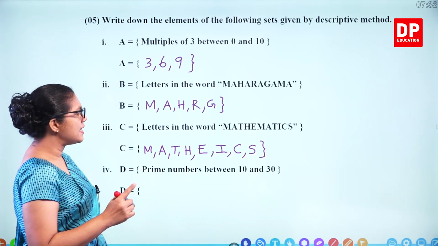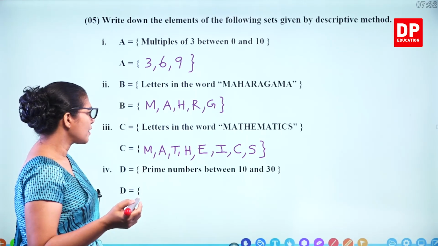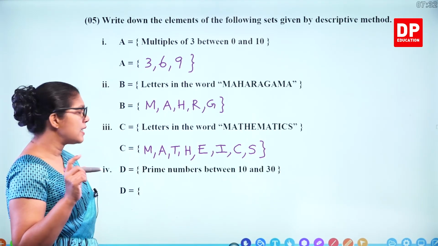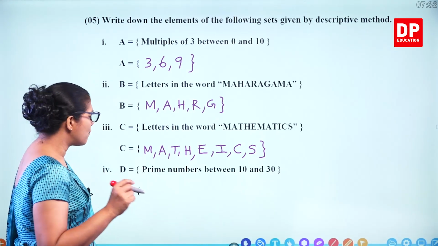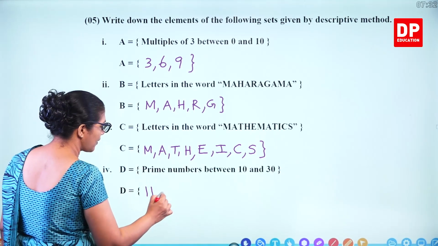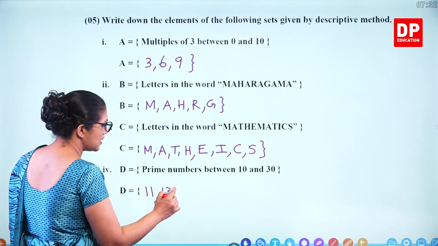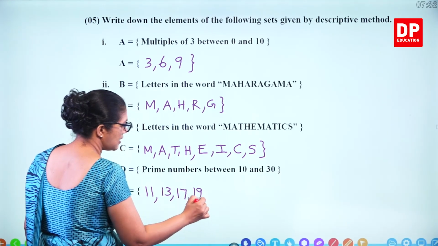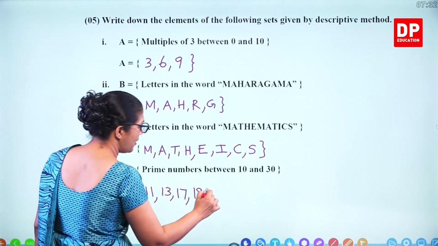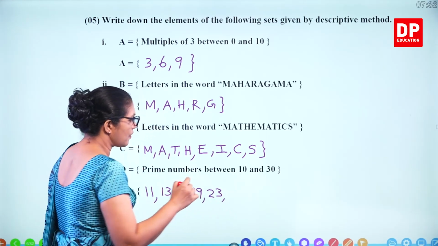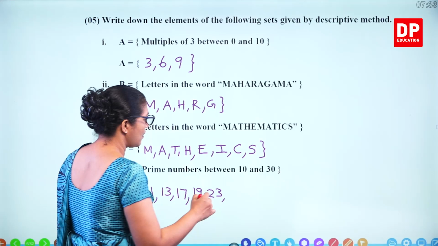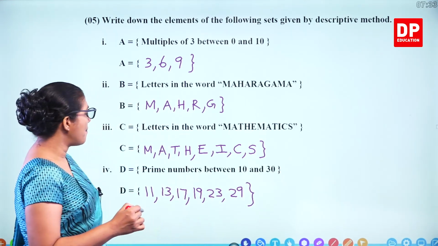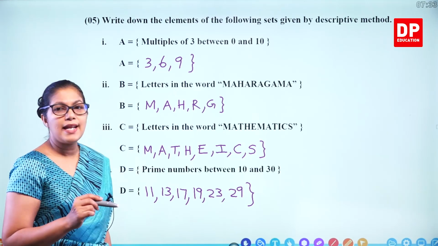Prime numbers between 10 and 30. What are prime numbers? Numbers not divisible by any other number, but divisible by 1 and itself. 11, 13, 17, 19, 23, 29. So those are the prime numbers in between 10 and 30.